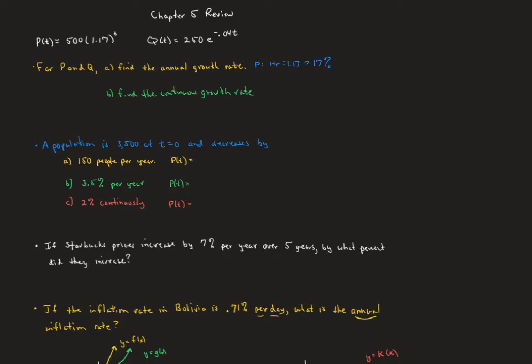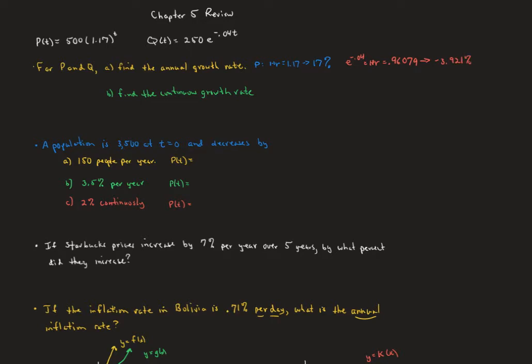For the Q of t, this will be a little more involved. We want the e to the negative 0.04 to equal 1 plus r. Let me make that r a little more clear. And if we plug into our calculator, e to the negative 0.04, then that looks like 0.96079. So if we subtract the 1 from that and then make that into a percent, that means we're going to get a negative 3.921%.